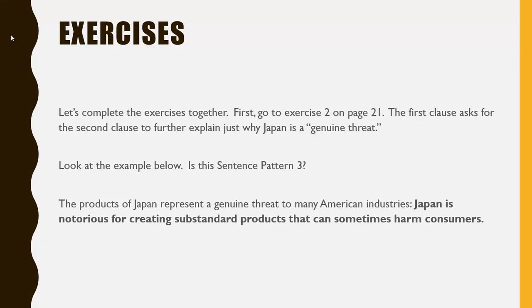First, go to exercise 2 on page 21. The first clause asks for the second clause to further explain just why Japan is a genuine threat. Look at the example below. Is this sentence pattern 3? Not really. It's closely related, but it doesn't explain why it's a threat to American industries, just consumers.